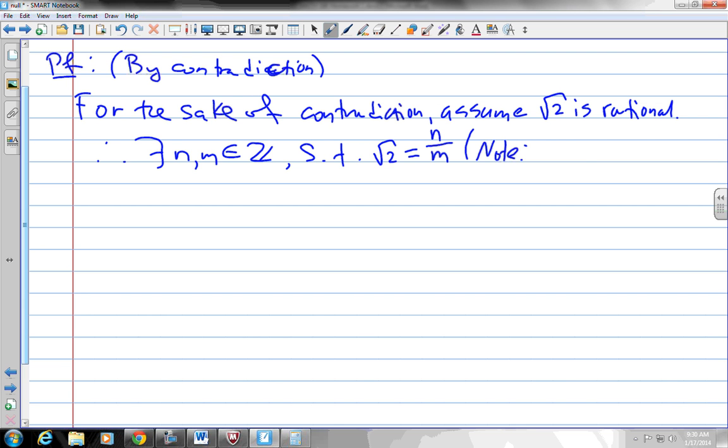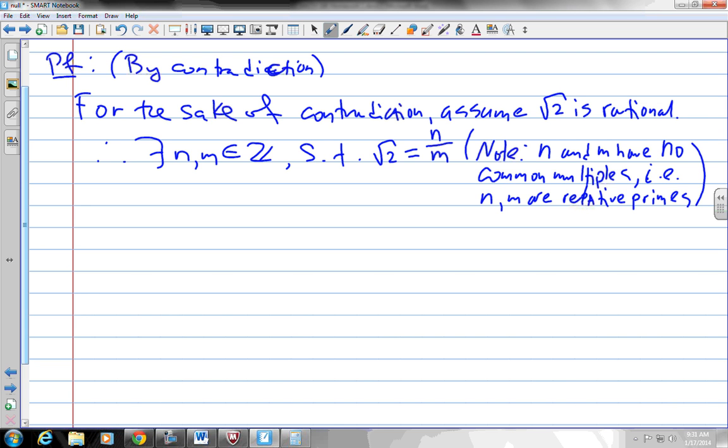Is that okay? So note, n and m have no common multiples. In other words, n and m are relative primes. With respect to each other, they're prime numbers. They have no common multiples. That makes sense? Because if they did, we can always reduce it. Okay, so let's play with that.